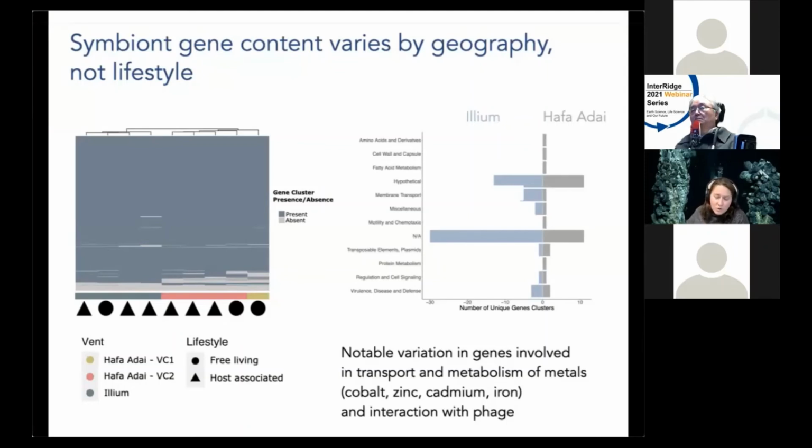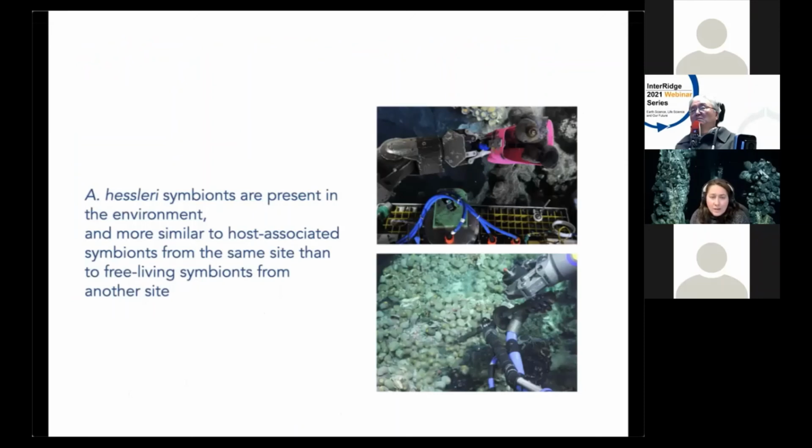And then I also want to note that this is an interesting observation: the genes involving how these symbionts are interacting with phage suggest that phage may be an important part of geographic structure in these symbiont populations. Okay, so again, just to summarize, the Alviniconcha symbionts are present in the environment, and they're more similar to host-associated symbionts from the same site than to free-living symbionts from another site.